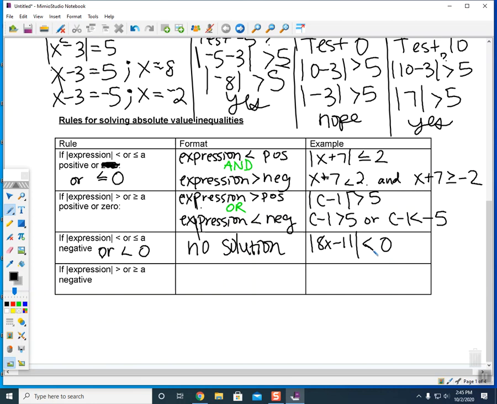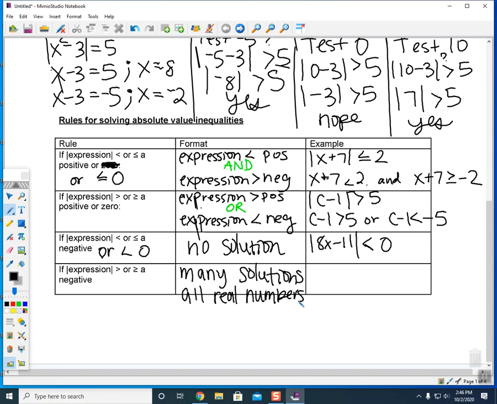So, similarly, my last one, if I have the absolute value of an expression that is greater than or equal to a negative number, this one is going to be many solutions. In Big Ideas, it often calls this all real numbers. It's the same thing. And this one also makes sense.